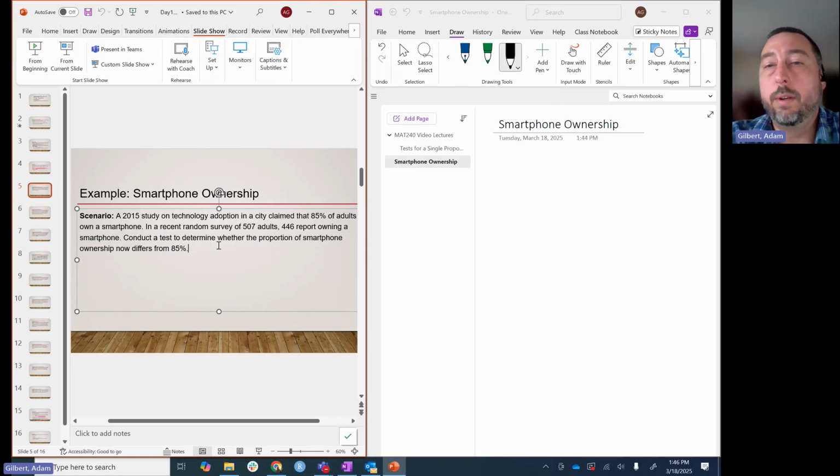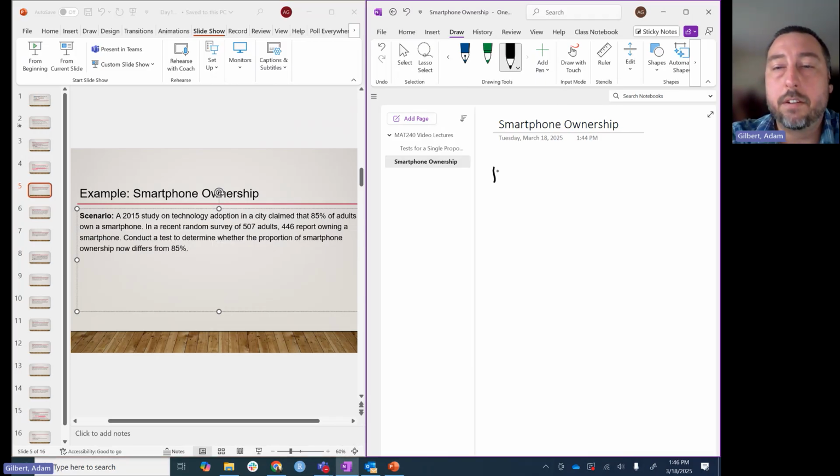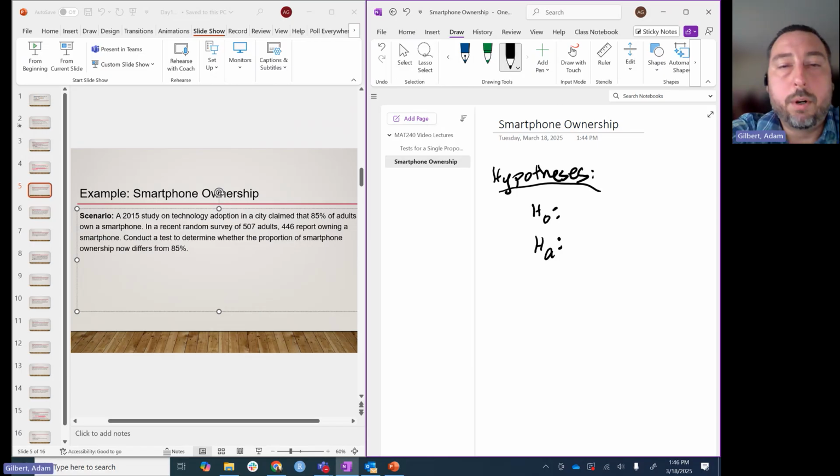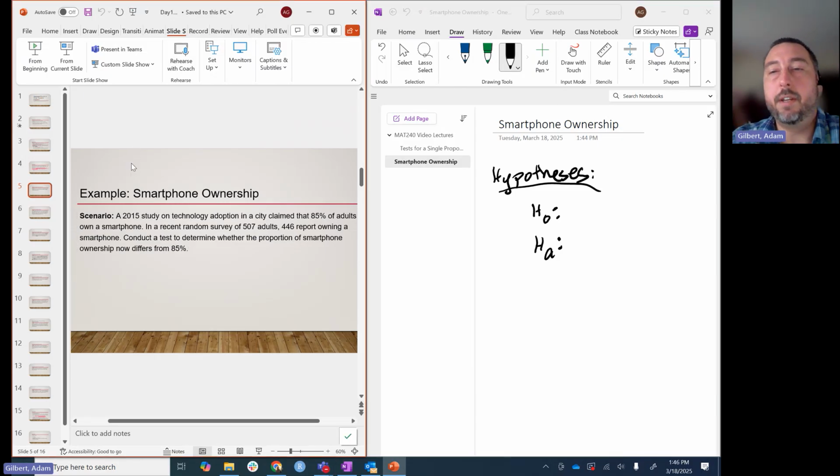As usual, we will have two of them. So I'm going to write hypotheses here. Please excuse my handwriting. We're going to have a null hypothesis, and we'll have an alternative hypothesis. Because we're working with grouping data, we're working with proportions, we know that the symbol that we use is going to be the P symbol, not the mu symbol.